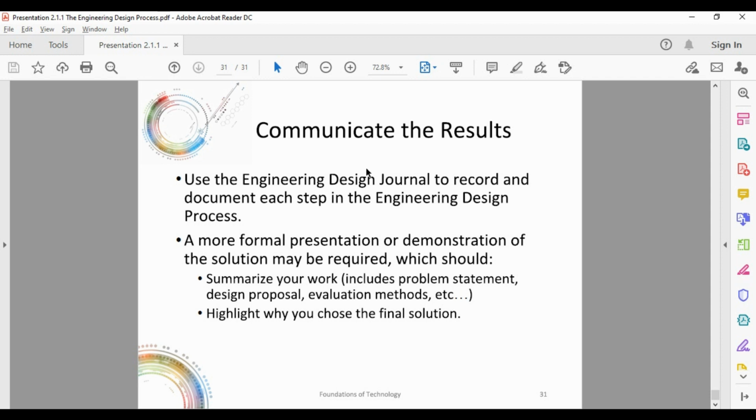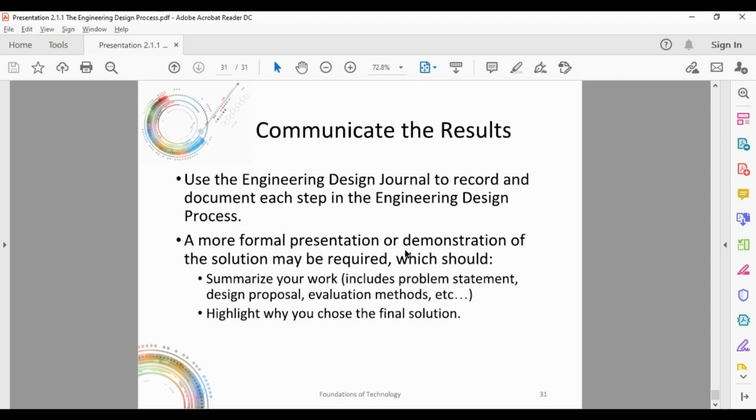and reasonable change. A more formal presentation or demonstration of the solution may be required, which should summarize the work, including problem statement, design problem, evaluation methods, etc. Okay, we will have at the end of the semester a formal presentation. And so that's where Powtoon, Flip Grid, all of these things are really going to come into play. Evaluation methods, design proposals, we're going to be looking into using things like Tinkercad to help create some of this stuff. Highlight why you chose the final solution.